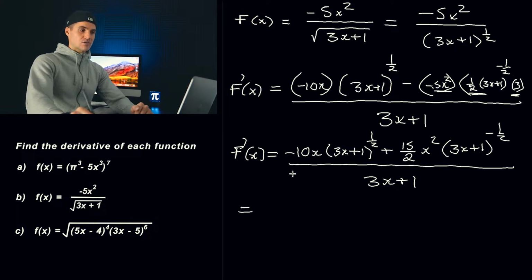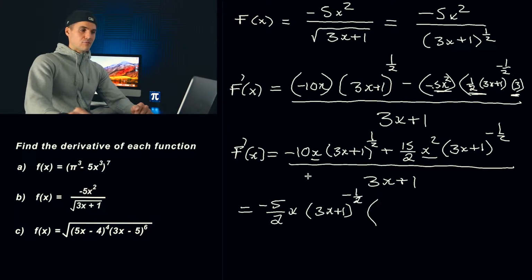the common factors. So notice I could definitely take out an x, because we got an x here, we got an x squared here. I'm going to take out a -5 over 2 because I want to get rid of this denominator here. And I'm also going to take out an x. And then I could also take out a 3x plus 1 to the lowest exponent between 1/2 and negative 1/2. The lowest exponent is negative 1/2, like that.